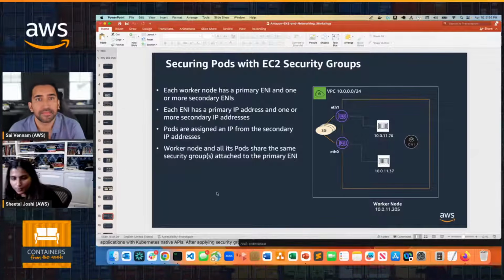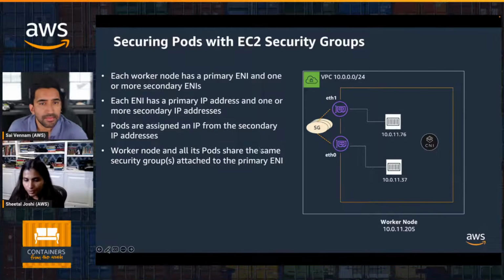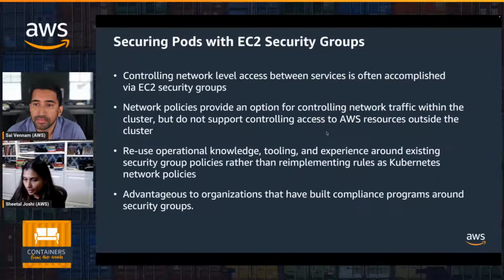So security groups, right? Each worker node has a primary ENI and one or more secondary ENIs that we just saw. Pods are assigned an IP from the secondary IP addresses. And in this setup, the worker node and all of its pods share the same security group that is attached to the primary ENI of the node. There are many cases where you want to use security groups for a pod separately and not use the security group that is assigned to the worker nodes.